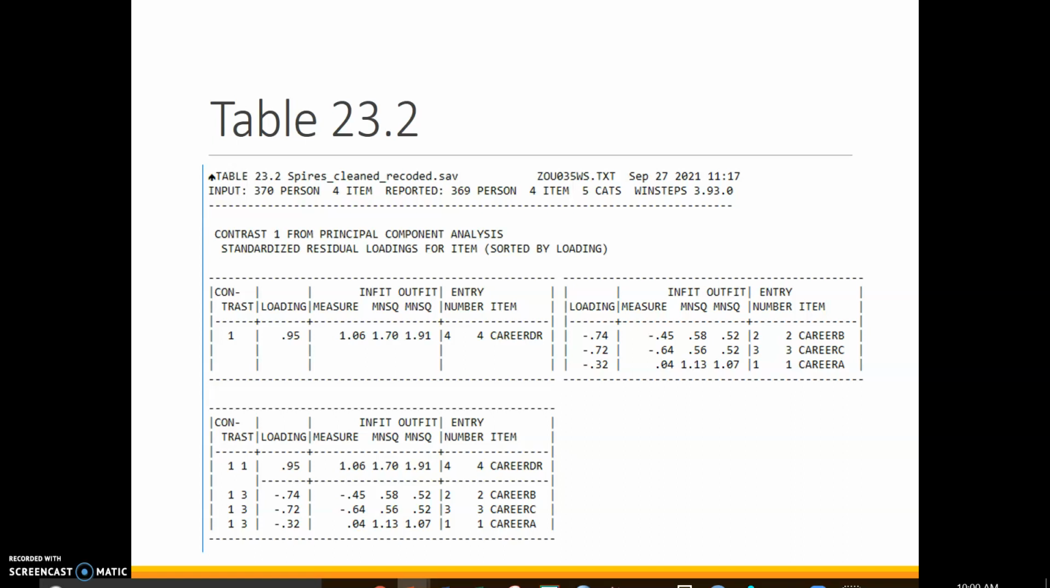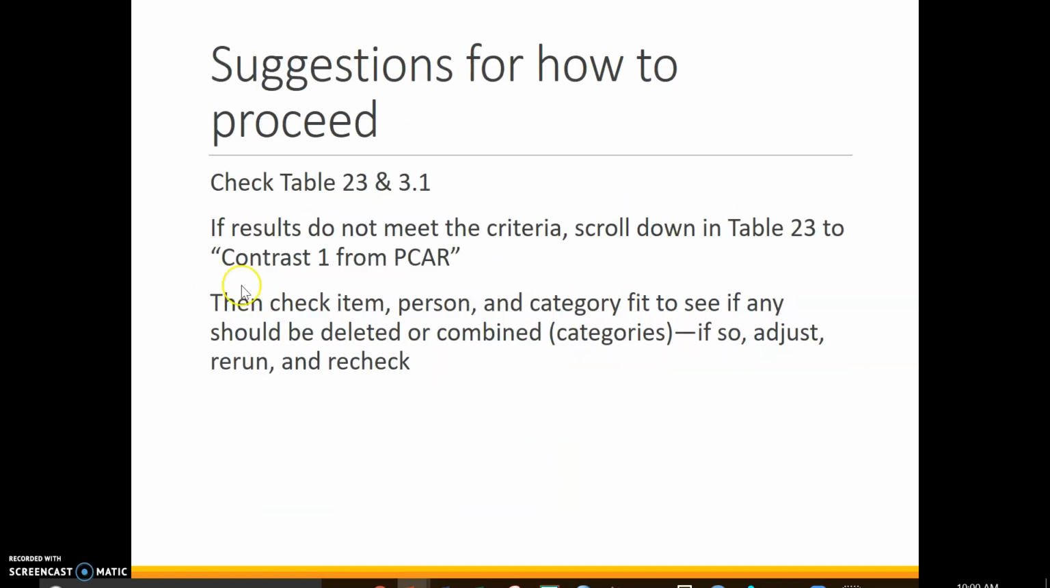It may not be a problem item that you pick up in the item fit table in table 10, but in dimensionality, this is where your problem is coming from. It is only one item, so you could make the argument that it's okay to keep, but it's explaining so much of the variance on its own that you got to figure out what's going on and why that could be a problem. So generally when we think about this process, you check table 23 and then table 3.1.